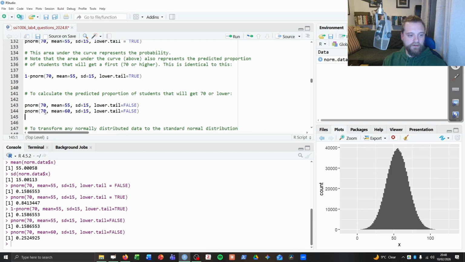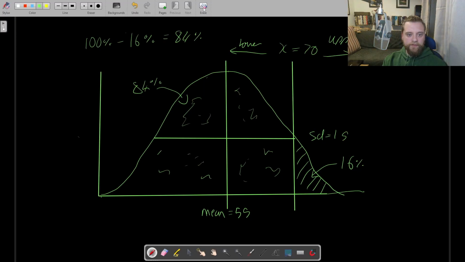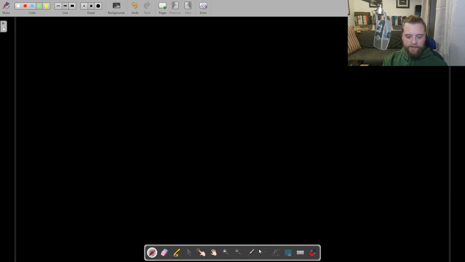The second thing we can do is translate any of these positions, so say 70 on a distribution with a mean of 55 and a standard deviation of 15, to something we call the standard normal distribution, and represent it with something we call a z-score. Now, this is a little unintuitive at first, but let's think about the logic here.